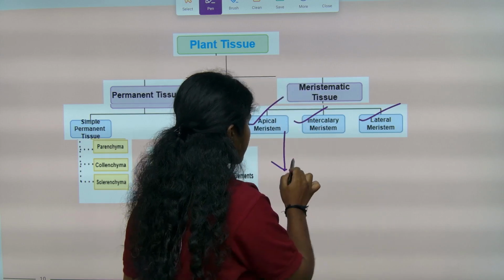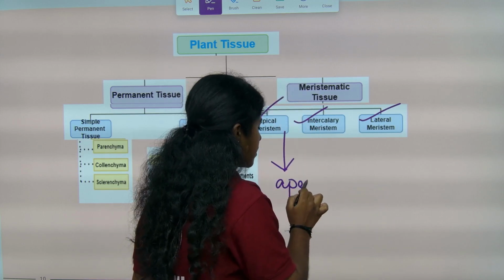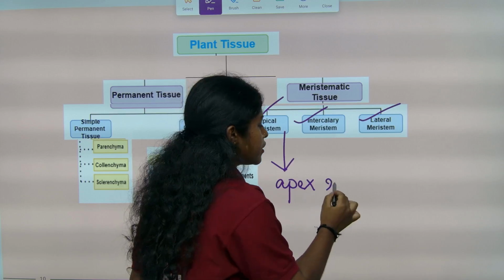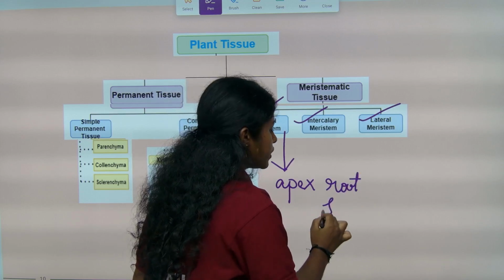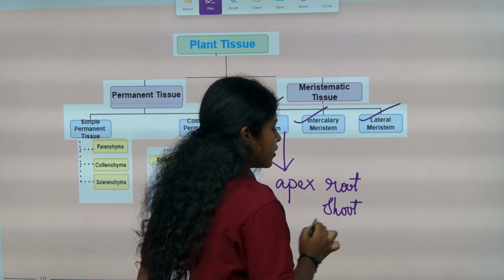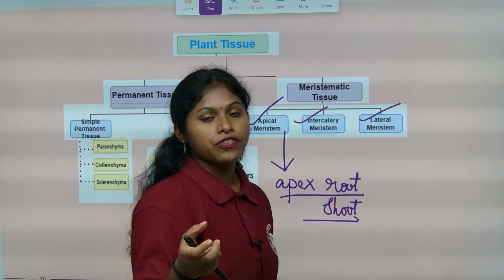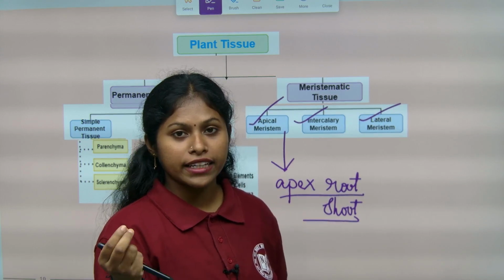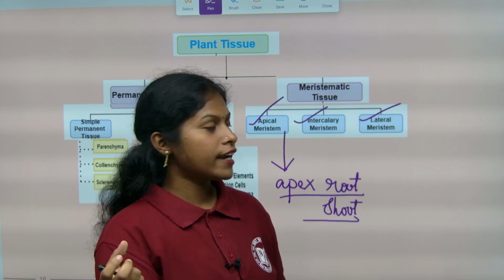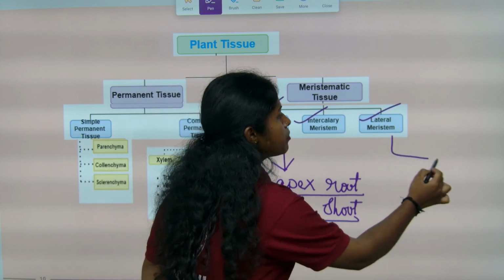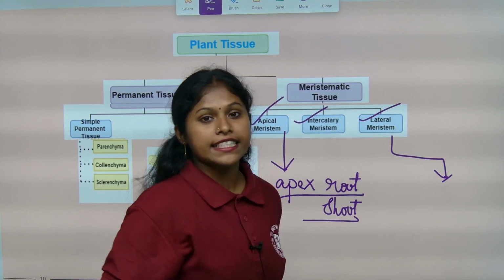Apical meristem is present in the plant at apex regions. Apex means tip, at the root tip or the shoot tip. They are divided because they have the apical meristematic tissue at the tips of the roots and shoots. And coming to the lateral meristem, children, it is present on the sides of the plants.